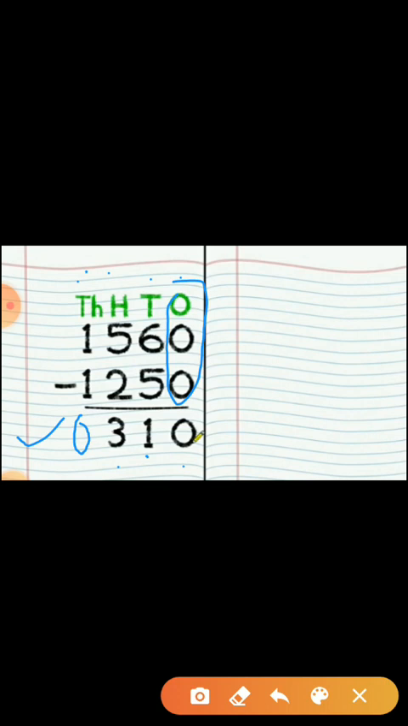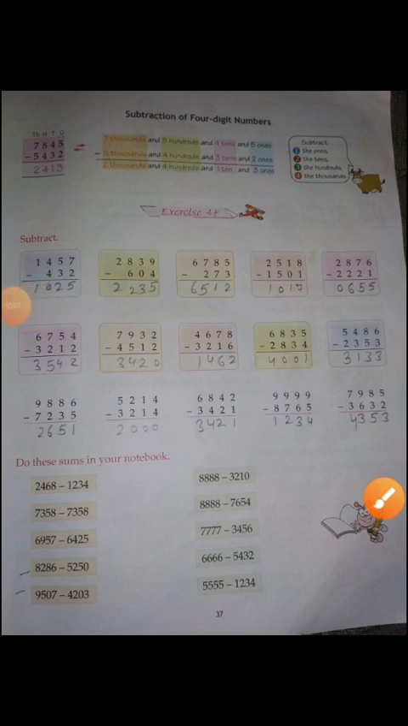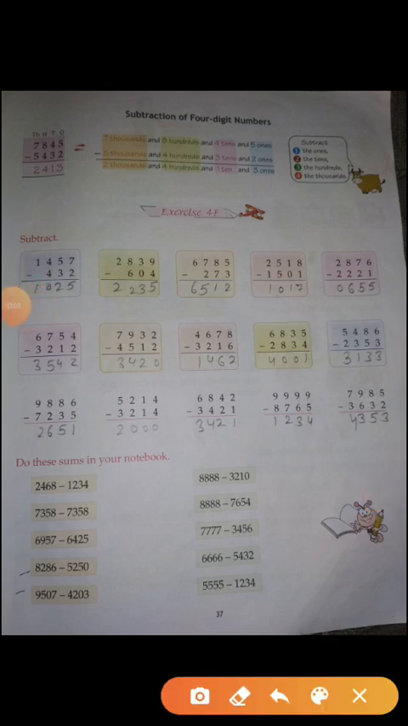Students, I hope you understood how to do subtraction. Now students, start with the exercise part, exercise 4F, page number 37. Here is also one example. First one is 7845 minus 5432.